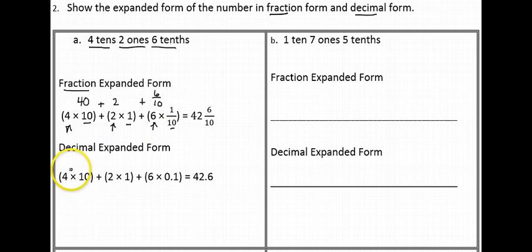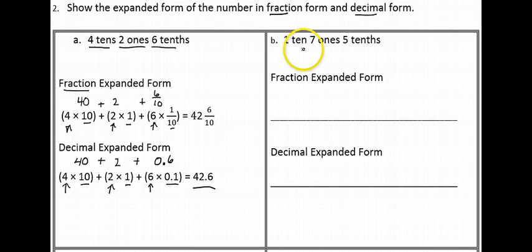In decimal form, I still have 4 groups of 10, because those are whole numbers, that's not going to change, 2 groups of 1, and now I'm going to show 6 groups of 1/10 as a decimal. Well, 6 groups of 1/10 is the same as 6 tenths. Combine that again with my 40 and my 2, and I get 42 and 6/10 as a decimal.